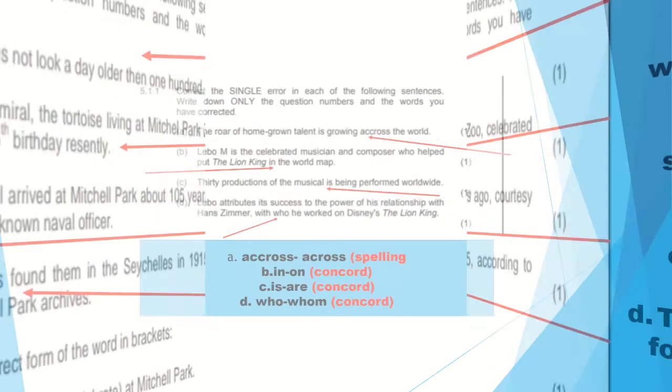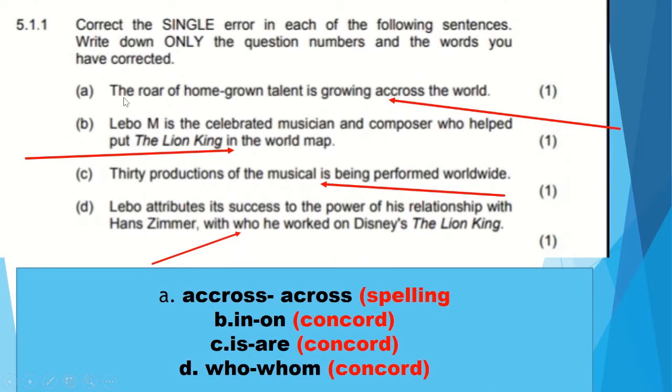The next slide, again, the first sentence says, The roar of homegrown talent is growing accross the world. It reads well, it sounds well, so I need to check if all the words are spelled correctly. No, no, no, no. Accross is not spelled correctly. This is not how you spell across. You don't spell across with a double C. It should be only one C. And then this is the correct spelling. So number A, the problem was spelling.